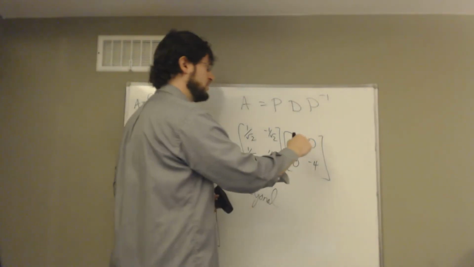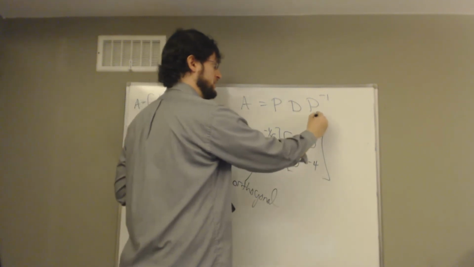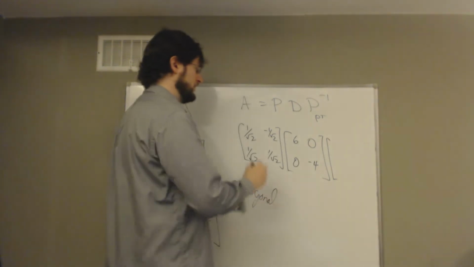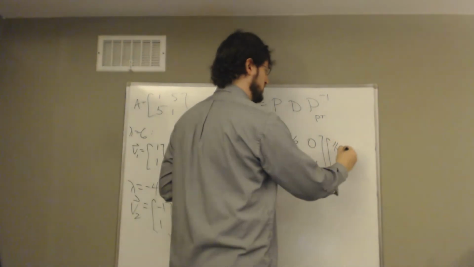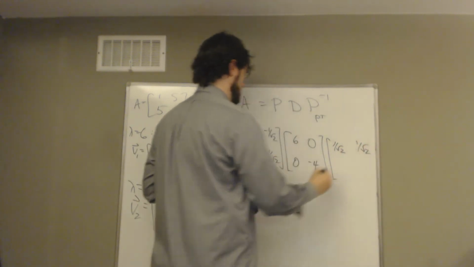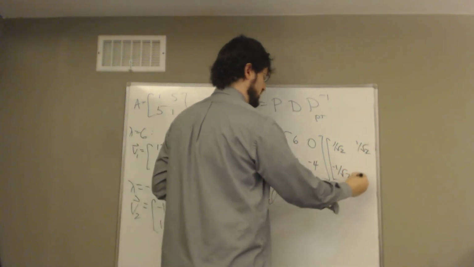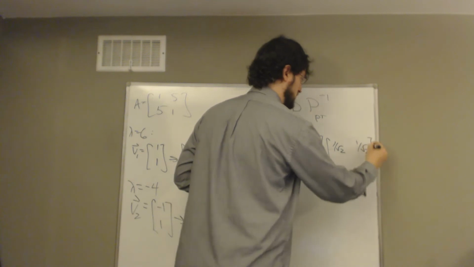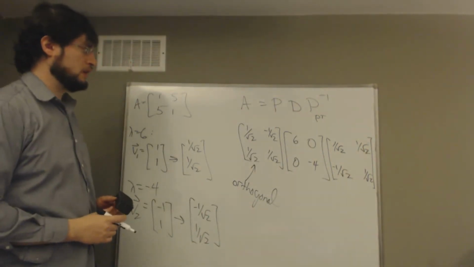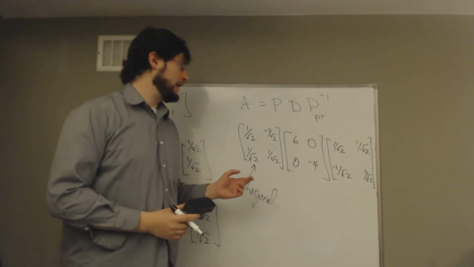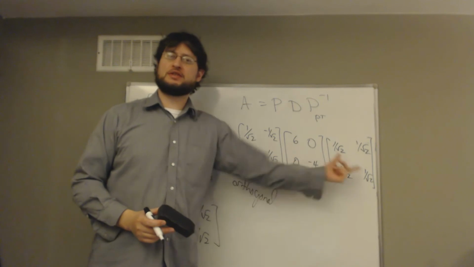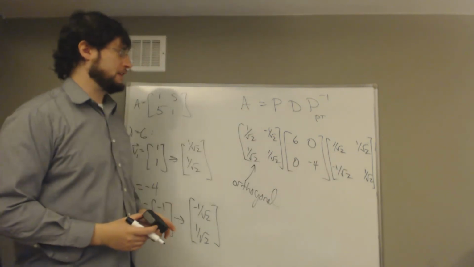Finally, P inverse. Remember, P inverse in this case is P transpose because it's an orthogonal matrix. So P inverse is just 1 over root 2, and then if I transpose, this comes up here, 1 over root 2, and then minus 1 over root 2, 1 over root 2. All right, so let's make sure that after we multiply these things all together, we really do get back to A.